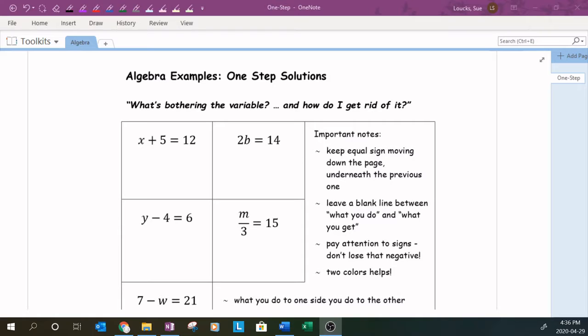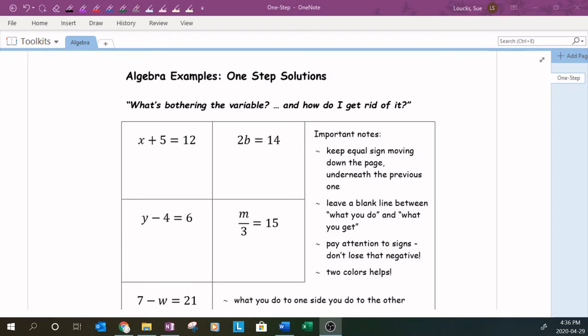I have these toolkit pages that I give my students to fill out so that they have a simple, concise resource about how to do things, and they keep them in a duotone. This is the toolkit page for one-step algebra questions.